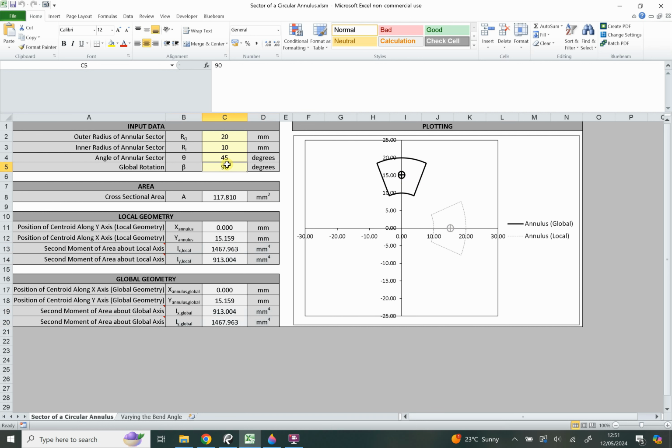Okay, so that lets you plot this, and you can change the inputs in here. I'll show you: make this a bit bigger, do a 90-degree bend, change the global rotation, let's do 180, and it flips round. So you can change all of that on here. I've also done a plot which shows what happens when you vary the bend angle, from about 5 degrees up to, let's say, 270. Let me do 90. This sheet shows what happens when you vary that bend angle.